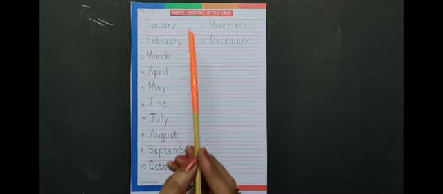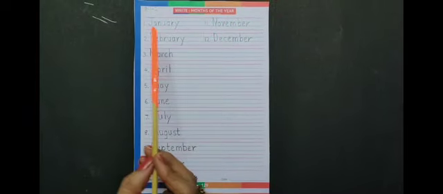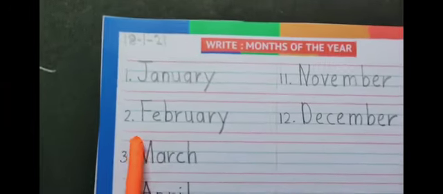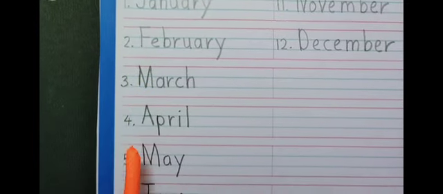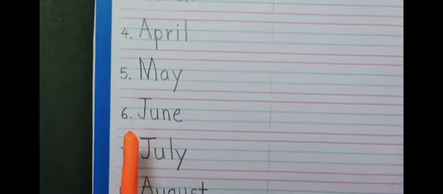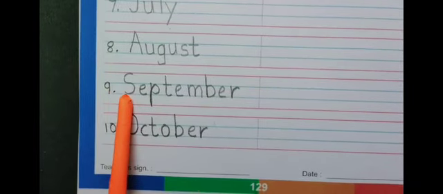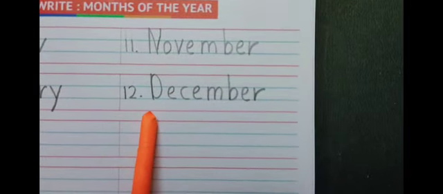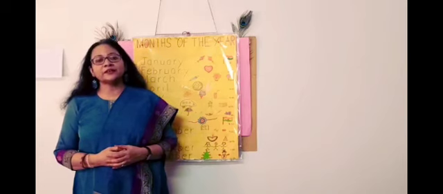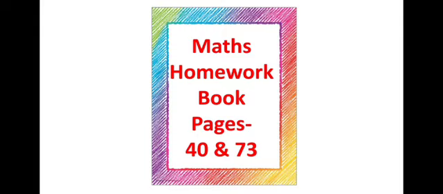Children, let us revise the months of the year once again. January, February, March, April, May, June, July, August, September, October, November and December. Children, once again, I would like you to write the names of the months of the year in the same way in your homework book on page number 73.